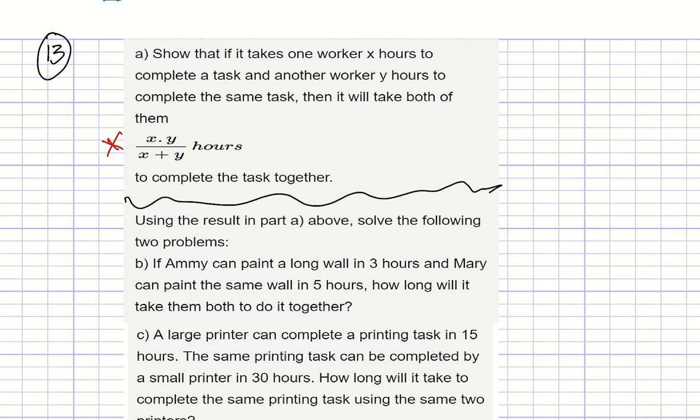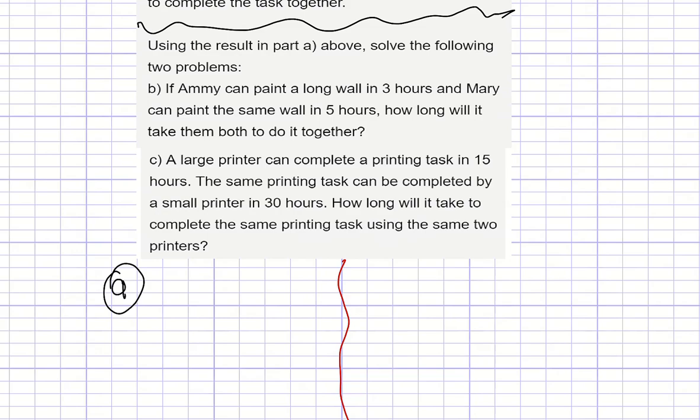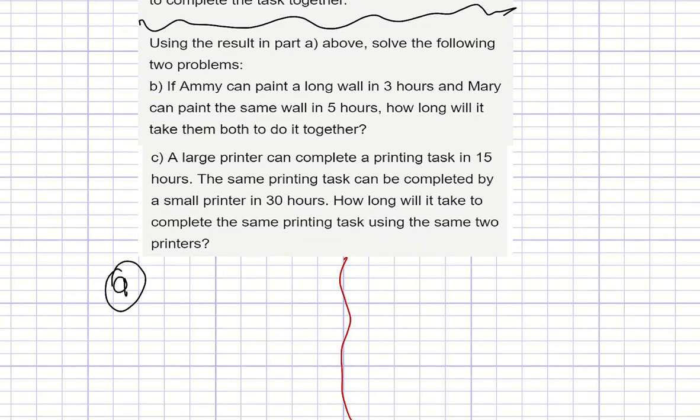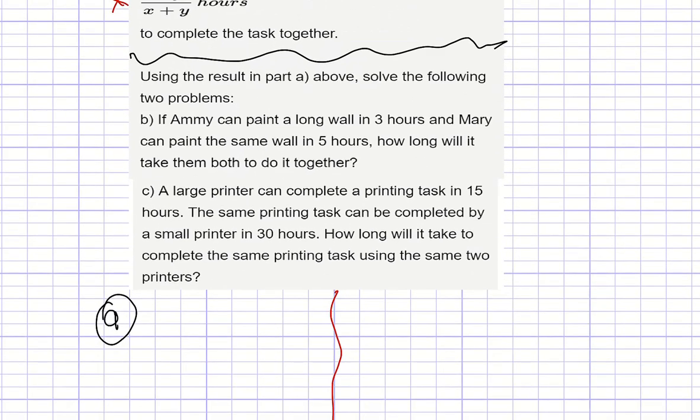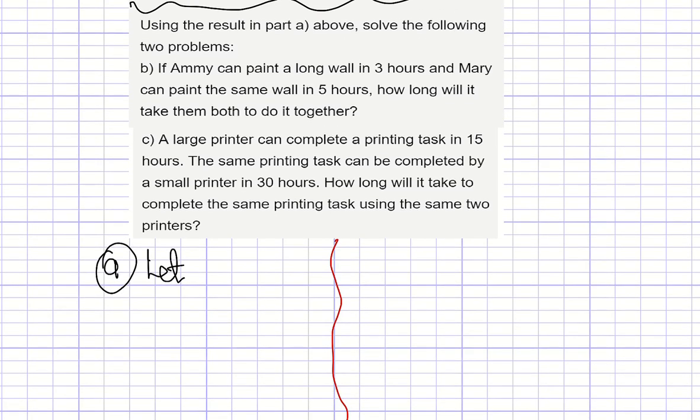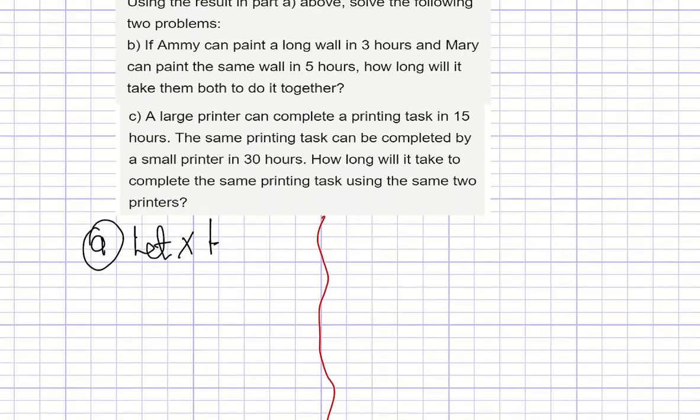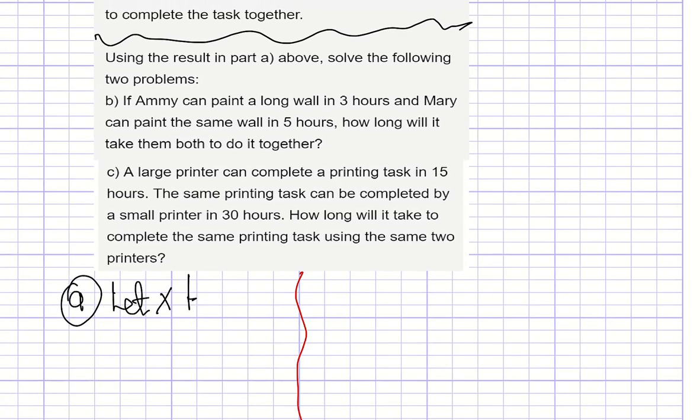If based on what it says here, okay, let's do it this way. Let X. No, actually I can't use X because they already use X. Okay, well, let me see, hang on. We use a different variable, that way I don't confuse you.